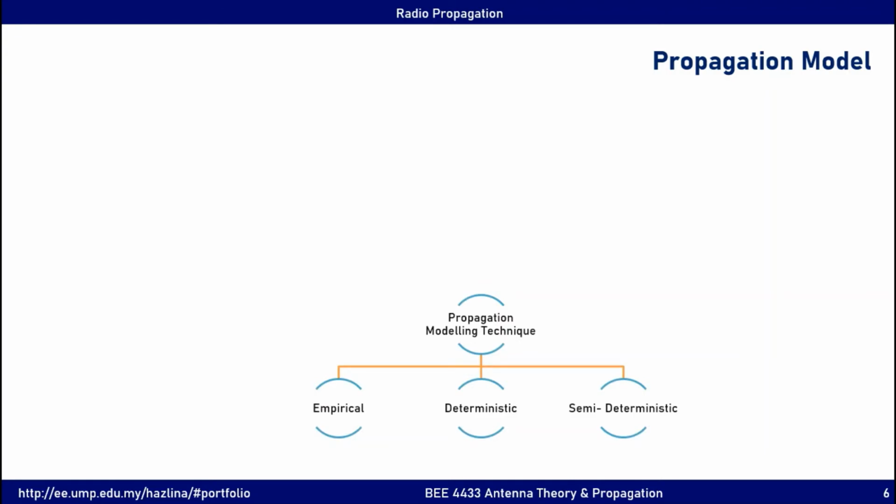Conceptually, these propagation models are derived based on three principles. The first is empirical models, which are based on measurements linked to the environment. It is simple, as empirical models require only a few parameters. It uses statistical properties. However, it is not very accurate.